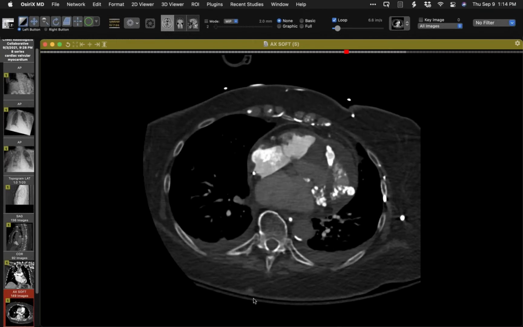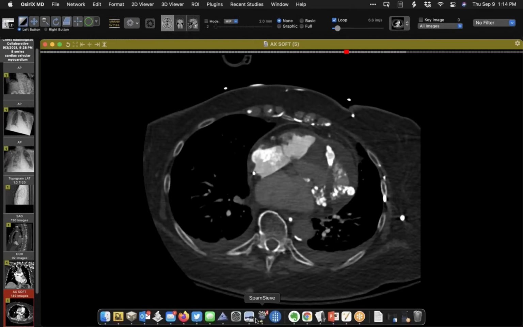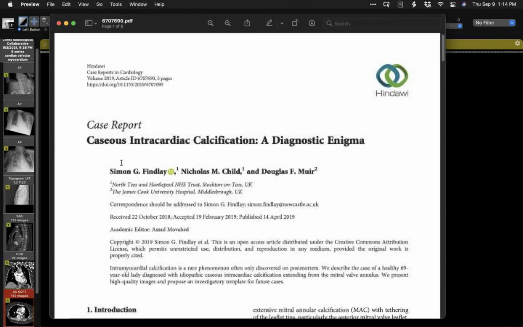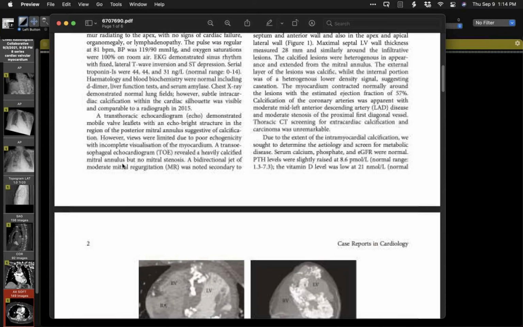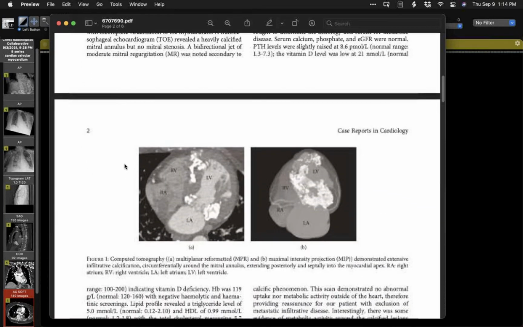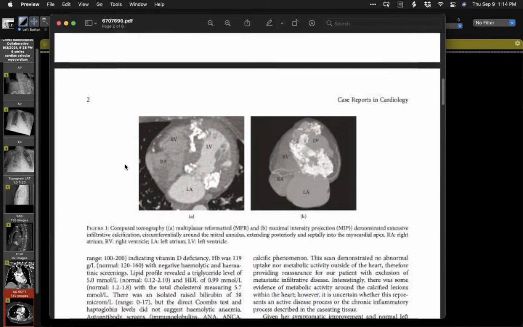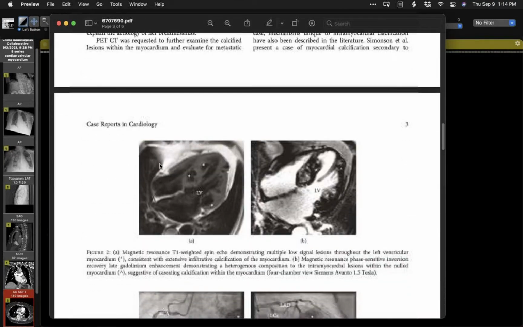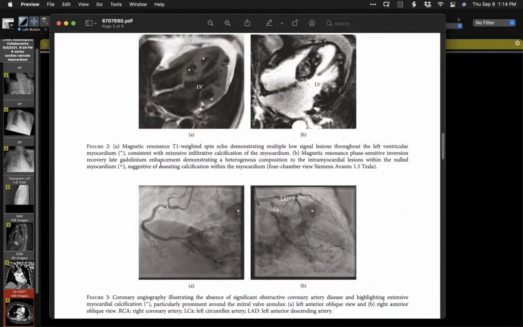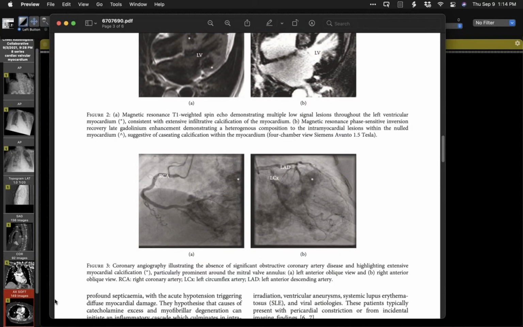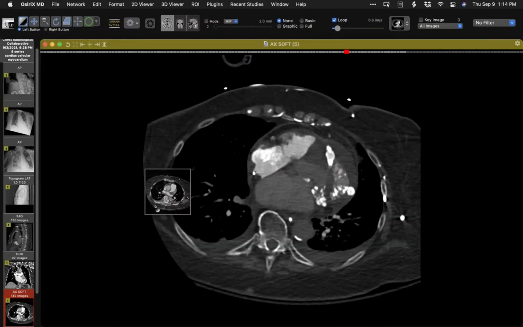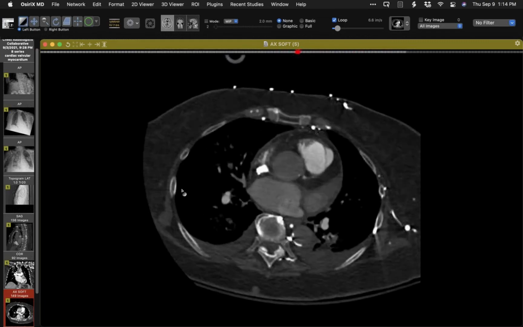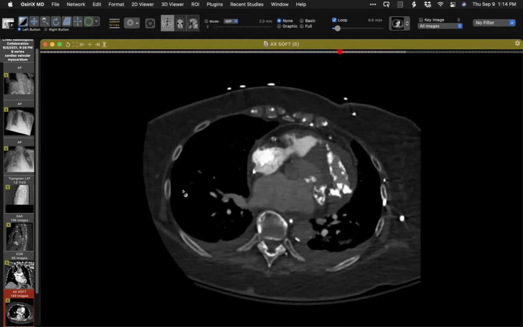So I looked up and found this article, Caseous intracardiac, a diagnostic enigma. And of course, this one is rather florid, but has very similar findings to my case. So there you are, a very strange case of intramyocardial calcifications. And I think it's the first time I've seen this. Anyone seen anything quite like this before?